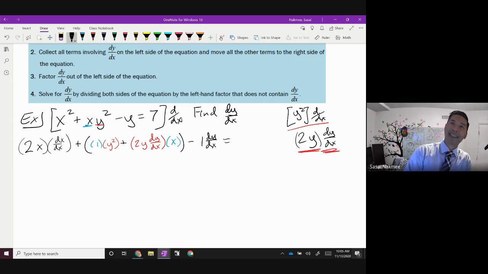Now this is equal to, what's the derivative of 7? After we did all that, you guys should love doing the derivative of a constant, right? The derivative of a constant, derivative of 7, doesn't matter with respect to what you take it, the derivative of a constant is just equal to 0.